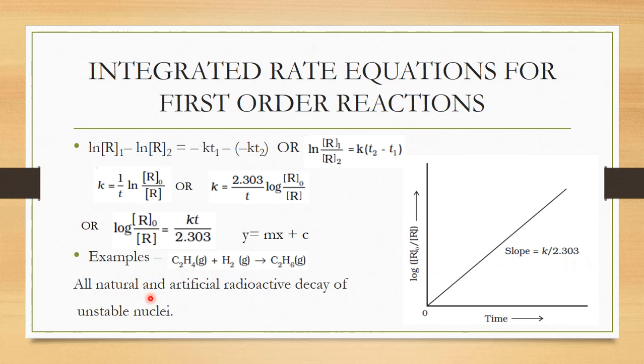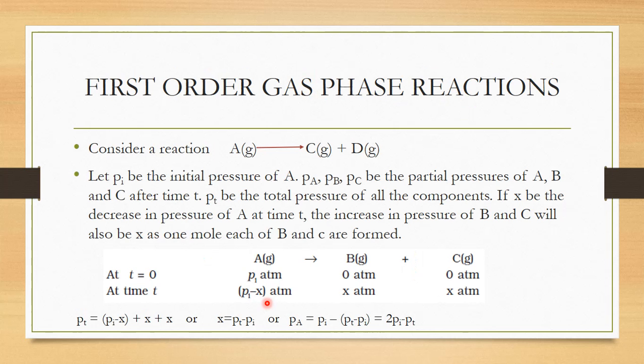Here are some examples of first order reaction. First is hydrogenation of ethene, and second, all natural and artificial radioactive decays of unstable nuclei.